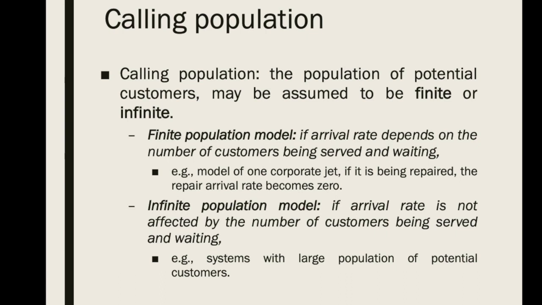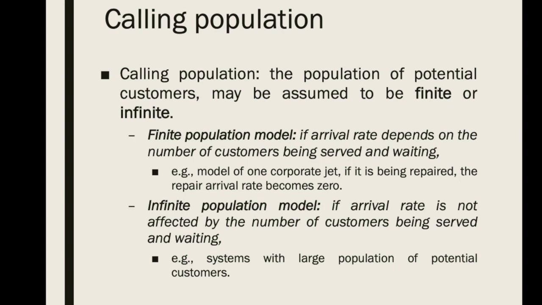The calling population, the population of potential customers, may be assumed to be finite or infinite. Now, how can they be finite or infinite? If the arrival rate depends on the number of customers being served and waiting, it is called a finite population model. For example, if a company has just one corporate jet and it is being repaired, then the arrival rate becomes zero. So that's a finite population model.